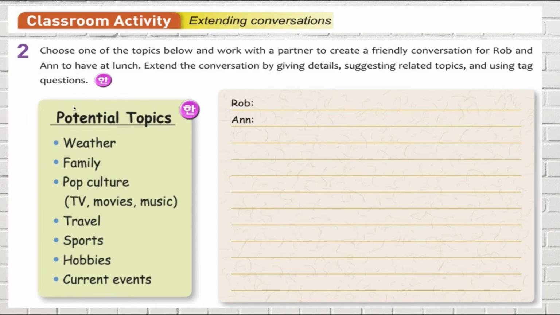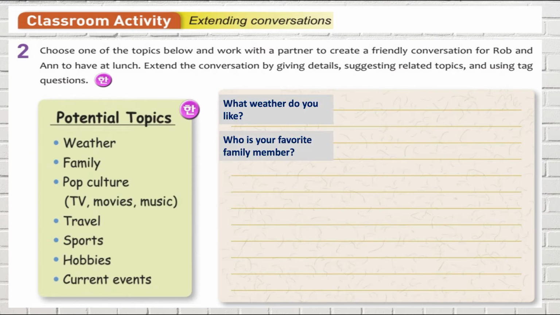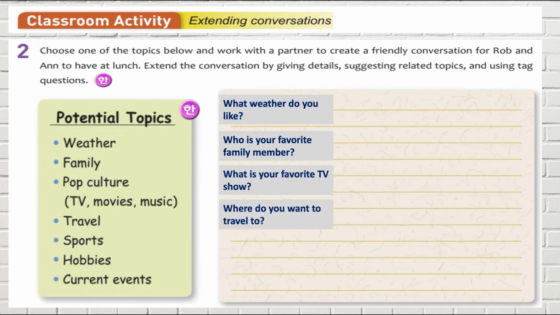Rather than, we have our topics: weather, family, pop culture, travel, sports, hobbies, current events. We have practiced tag questions enough. So I'm going to give you some information questions. What weather do you like? Who is your favorite family member? What is your favorite TV show? Where do you want to travel to? And what is your favorite sport? And what is your hobby? So what I'm going to do in the class is mix you into teams. And then afterwards, I want you to ask your team member these questions.